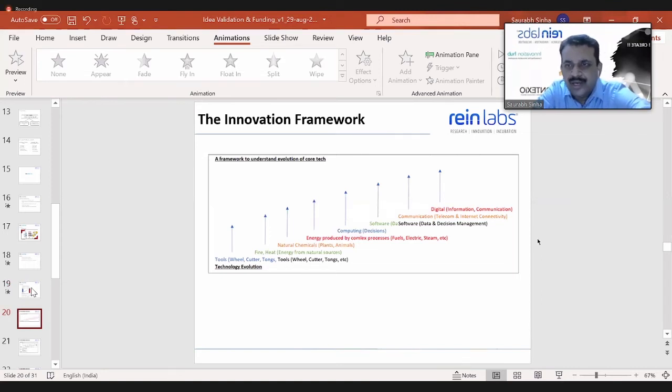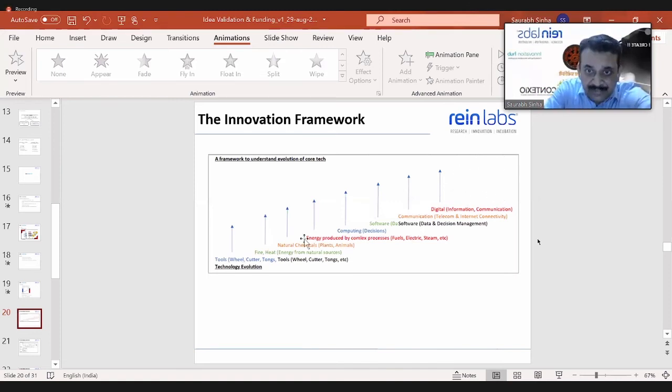Innovation has kind of gone ahead and changed. Always when you look at it, start with looking at what are the changes happening in the world. It started with tools, the wheel, the cutter, the tongs, these things came in. It went into fire and heat. Then came in natural chemicals. Then came in energy produced by complex processes, fuels, electric, steam, computing through decisions, software development, data and decision management. Then the communication revolution took place. Then the digital and information revolution took place. These are all various waves that have impacted industries all across the world. And there will be more which will come.